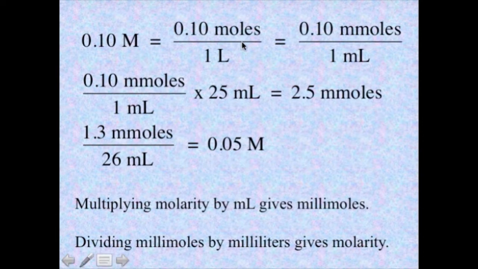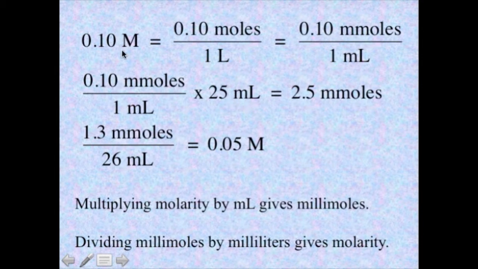Molarity, you all know, is moles of solute per liter of solution, but it can also be expressed as millimoles per milliliter. A millimole is 1,000th of a mole. A milliliter is 1,000th of a liter. So molarity can also be expressed as millimoles per milliliter. This simplifies calculations because we don't have to convert continuously into liters.